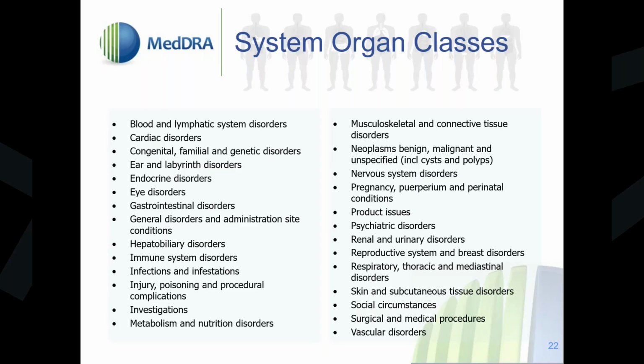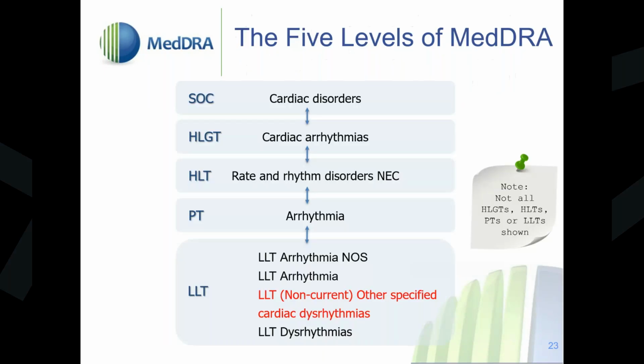So here's an example of the hierarchy of MedDRA. When you think about arrhythmias, the arrhythmia may have different ways of representing the condition. So you could have arrhythmia not otherwise specified. That's what NOS stands for. You could have arrhythmia without any qualifier. You could have dysrhythmia, and then you have an LLT that is red, other specified cardiac dysrhythmias. And LLTs that are housed in red boxes are non-current. So these are different LLTs that represent kind of the same medical concept. They are grouped under the same PT of arrhythmia.